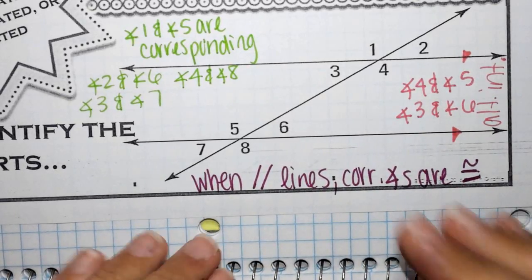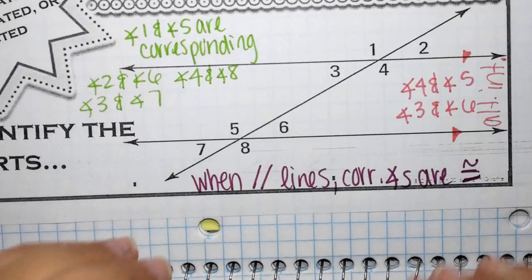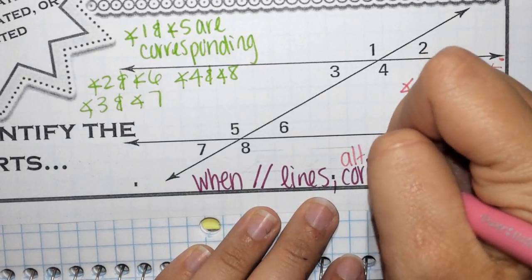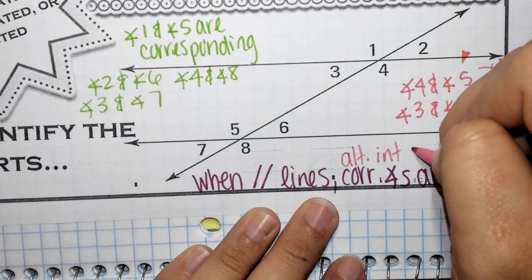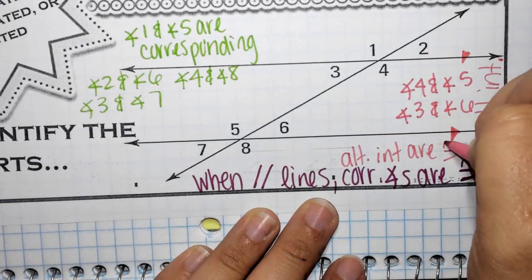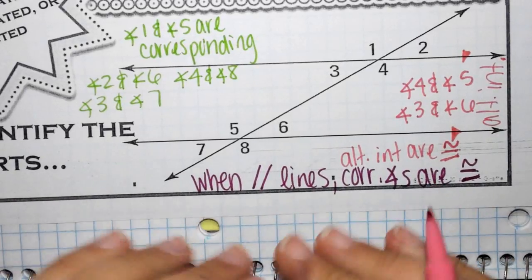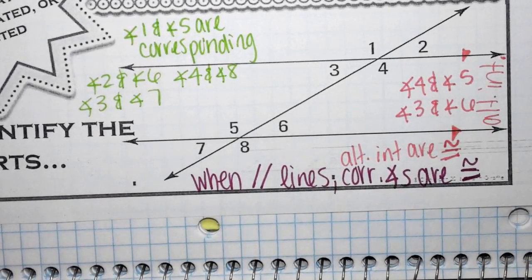Now, when you have parallel lines, alternate interior angles are congruent. But only when the lines are parallel. Only when the lines are parallel. If they're not parallel, they can still be alternate interior, but they're not necessarily congruent.